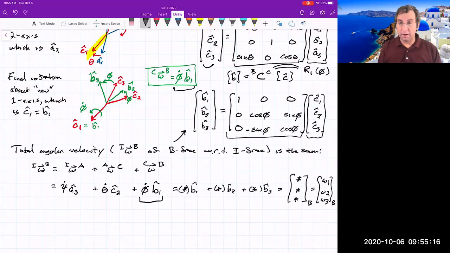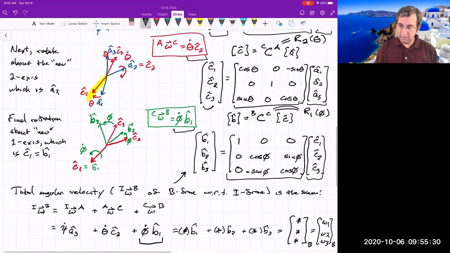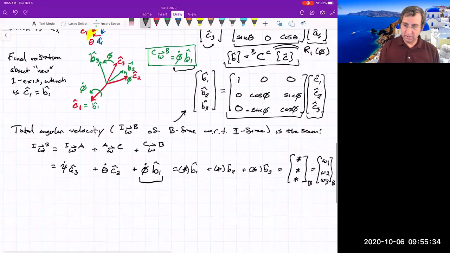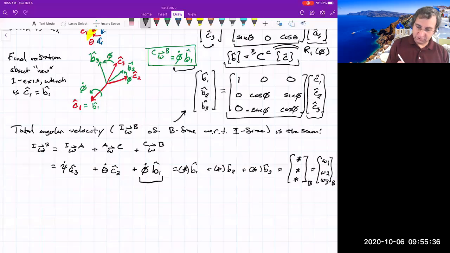This one is done. We've got phi dot in the B1 direction. Great. Now we just need to write C2 and A3 in terms of the B directions. What do we have up here? We've got the relationship between the B and the C directions up there. I'll just copy it here.